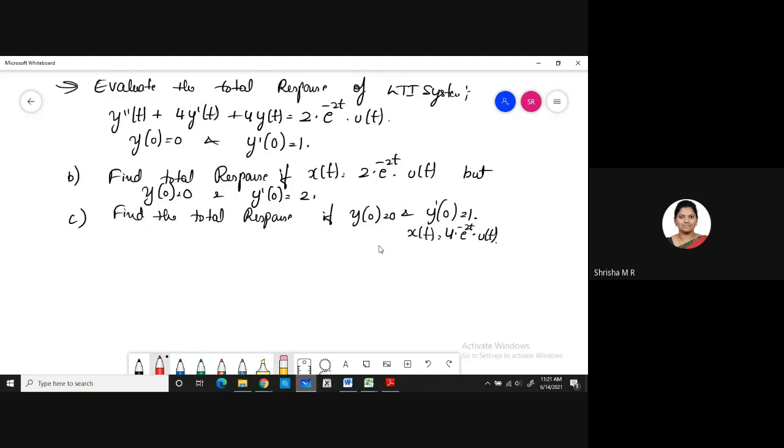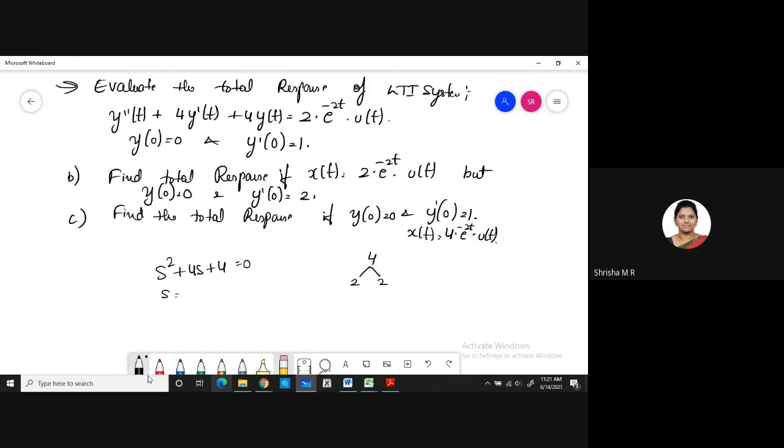So you have a given differential equation with the initial conditions. I had told you to solve the first part of the question, right? First we have to find the characteristic equation from the given differential equation. So the characteristic equation is s square plus 4s plus 4, which is equal to 0. What are the roots of the characteristic equation? -2 and -2 you will get.